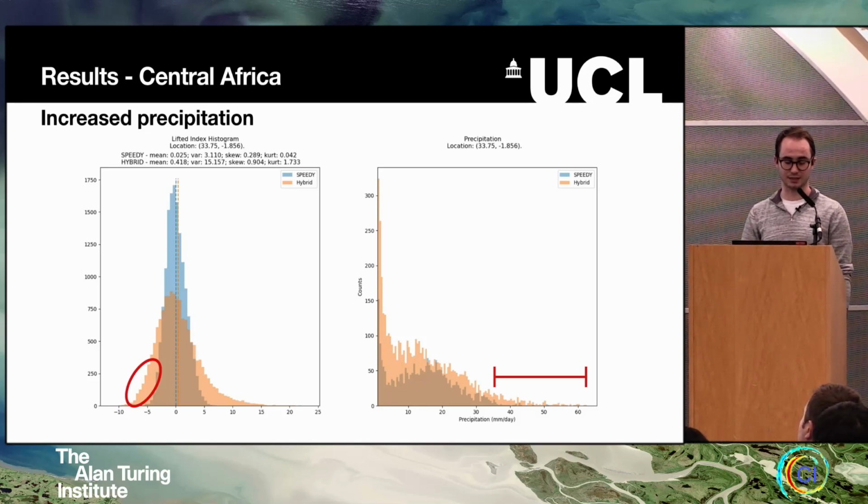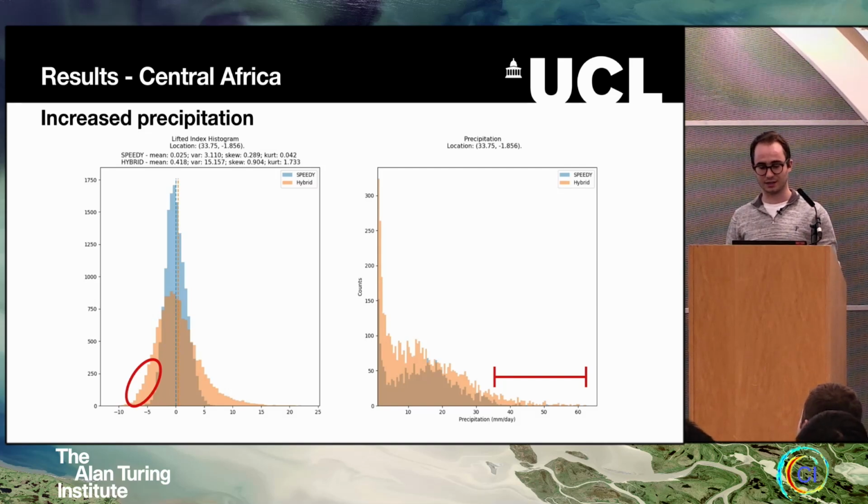In this particular case, this is somewhere in Central Africa. And what you can see on the plot on the right-hand side is that not only have we got more counts of precipitation, we're also getting more extreme values from the right-hand side. And we believe this is the mechanism in some places.